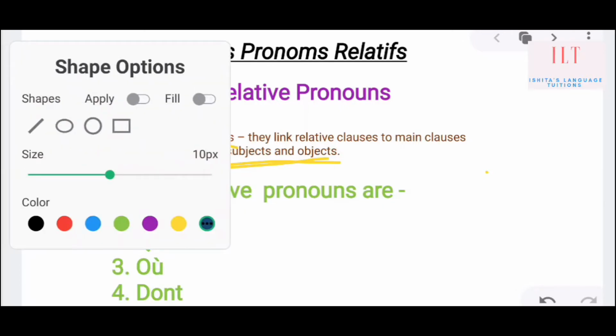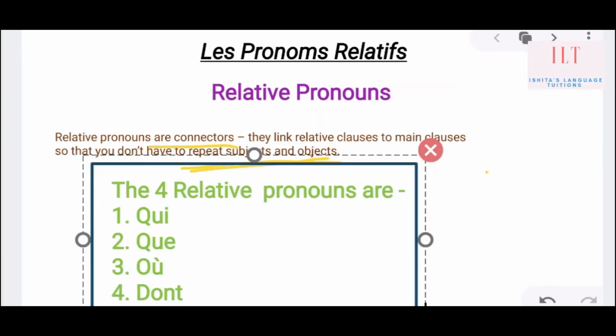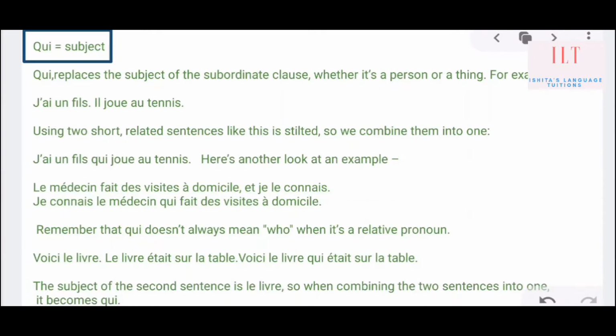Okay, so let's look at these relative pronouns. So the 4 relative pronouns are qui, que, ou, and dont. Okay, repeat after me. Qui, que, ou, dont. Ça va? Okay, so let's one by one see where these relative pronouns are used. Coming to the first relative pronoun, qui.